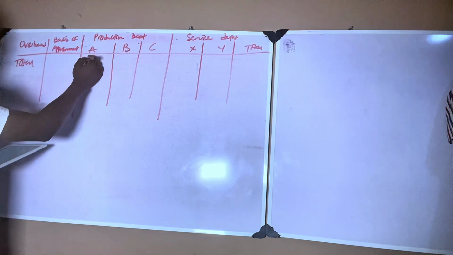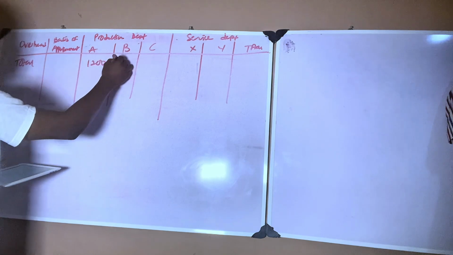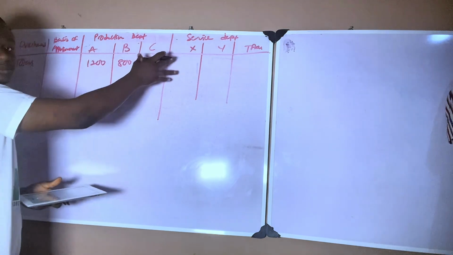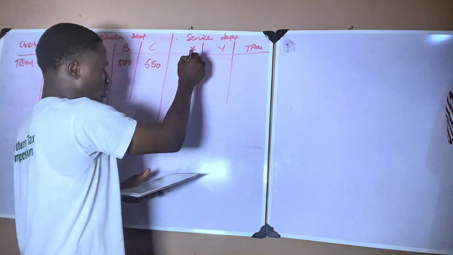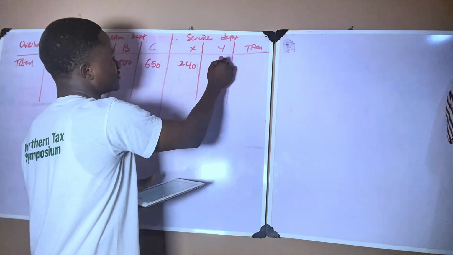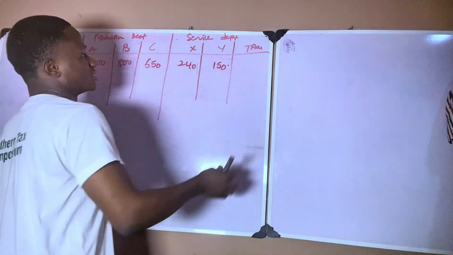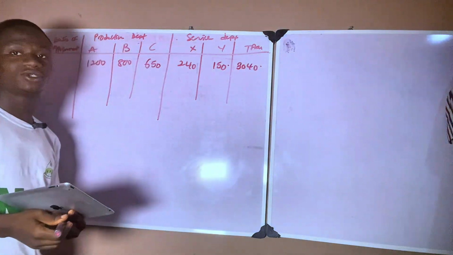So totals for department A, we have $1,200, B $800, C $650. These are the production departments. And service department X, we have $240. For Y, $150. If we add everything together, we get the total. That gives us $3,040.